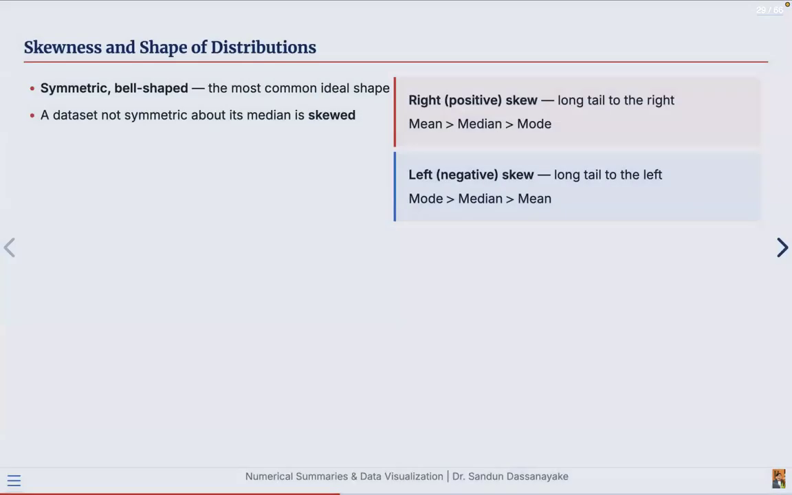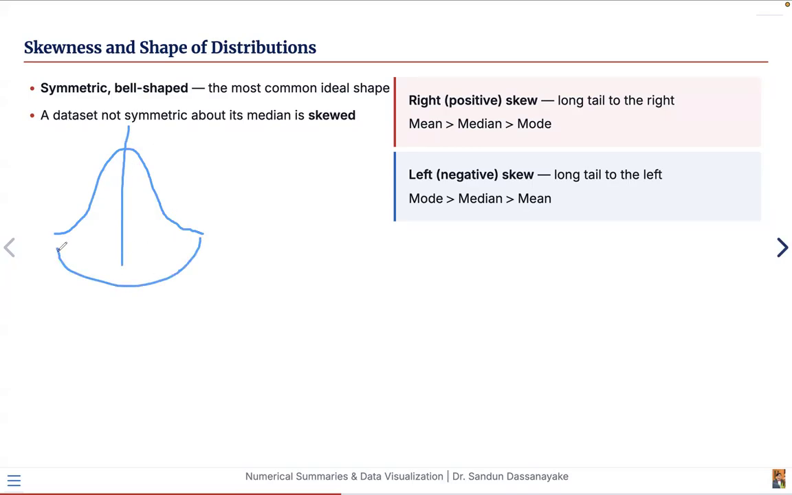Skewness and the shape. The symmetric bell-shaped distributions are the ones we usually encounter in our world. This is the normal distribution, symmetric and bell-shaped. The shape is a bell and it is symmetric along an axis. You can fold it, and it's equal from this side and equal from that side. The most common ideal shape is the symmetric bell shape.